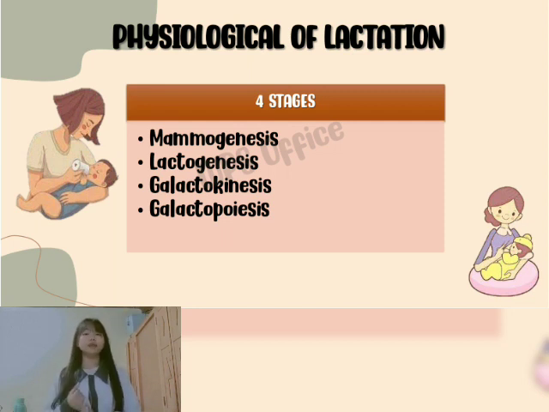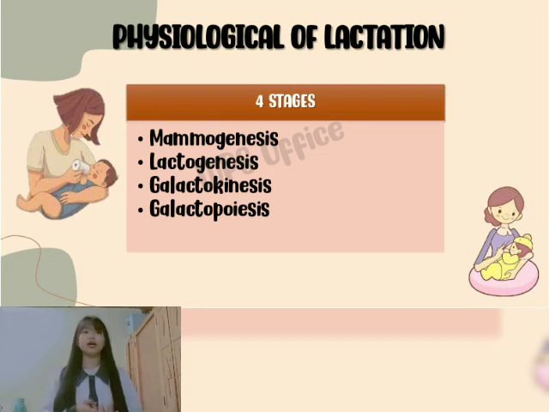Number 1 is mammogenesis, the development or formation of the mammary gland on the mother. Number 2 is lactogenesis. It is the process of milk production in the mammary gland. Number 3, galactokinesis. Galacto typically relates to milk and kinesis means movement. So galactokinesis is the movement of milk within the mammary gland.